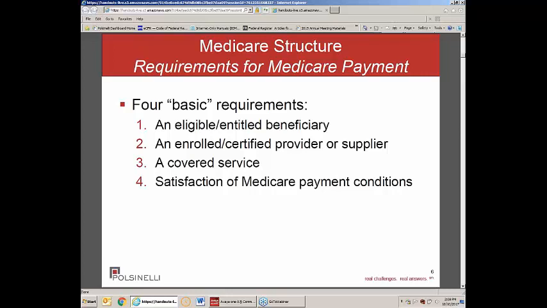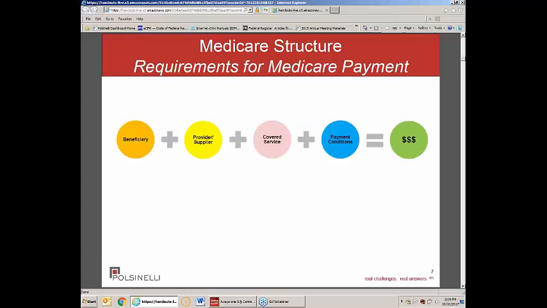But the requirements in general to get paid are that you have an eligible and entitled Medicare beneficiary, a properly enrolled provider or supplier, if the provider or supplier has to enroll in Medicare, a covered service, so it has to be covered under Part A, B, C, or D, and the provider or supplier has to meet all of the Medicare payment conditions and coverage conditions. So those are the main requirements. In case you're a visual learner, this is kind of how we chose to represent it here. You have to have each of these 4 components to ultimately get to the money at the end of the trail here.